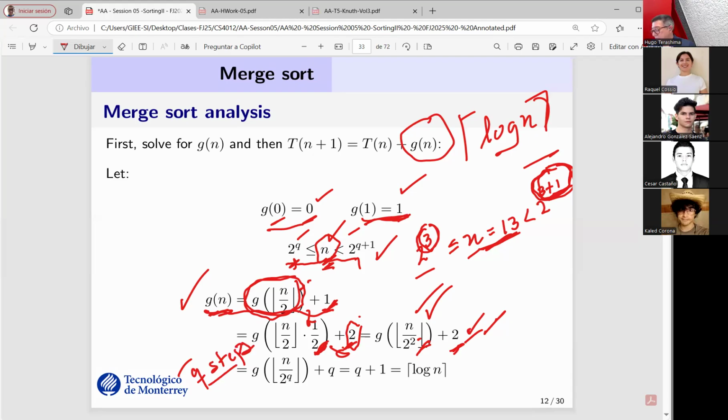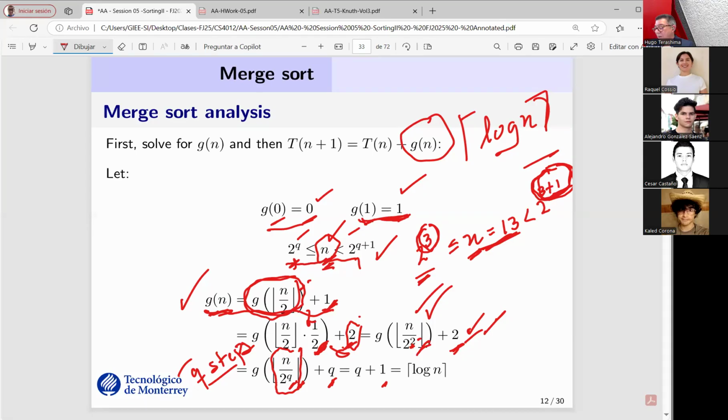Instead of 2, you're going to have 2 to the q, so n over 2 to the q in this equation. You see it? Yes. And then plus 1, plus 1, plus 1, how many times? q. And n over 2 to the q is going to be 1 because you're using the floor. And then you have g of 1 is 1.